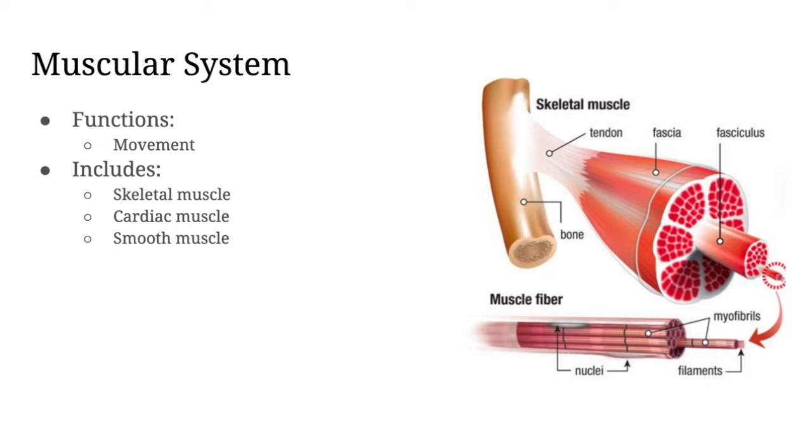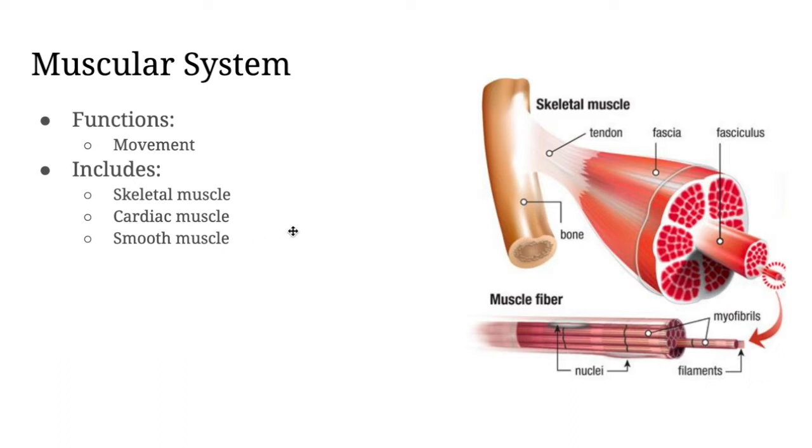Typically, when you think of your muscular system, you're going to be thinking of your skeletal muscles. Those are going to be muscles that are attached to your skeleton that help us move our bodies from place to place. Cardiac muscle is found only in our heart. It also helps with movement because your heart pumps blood and moves your blood through your body.